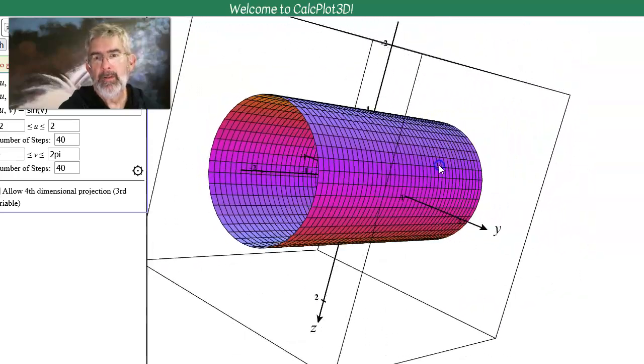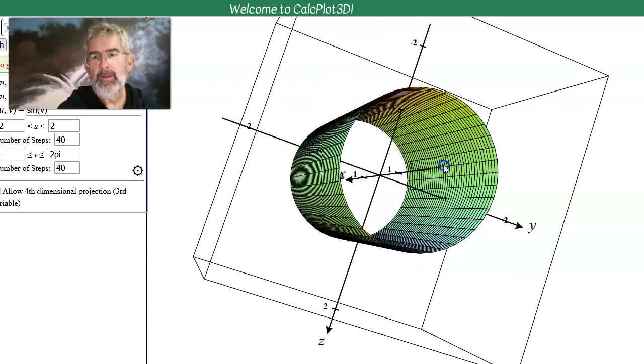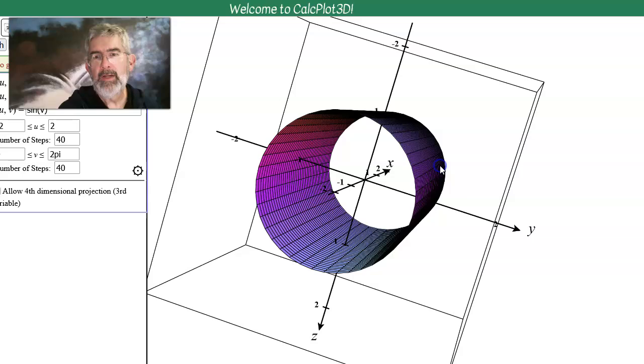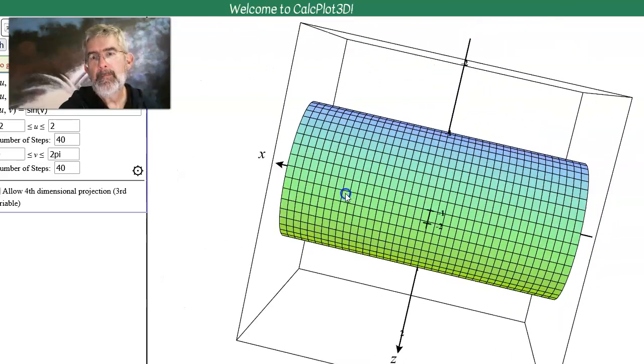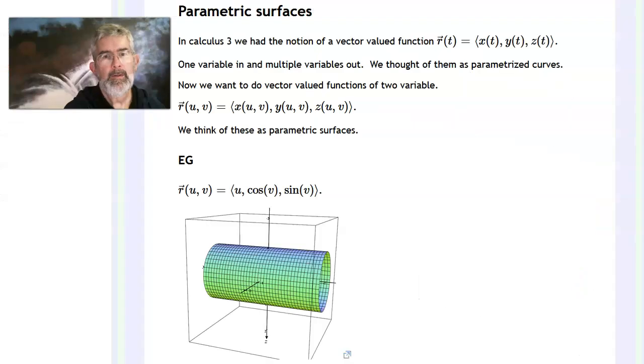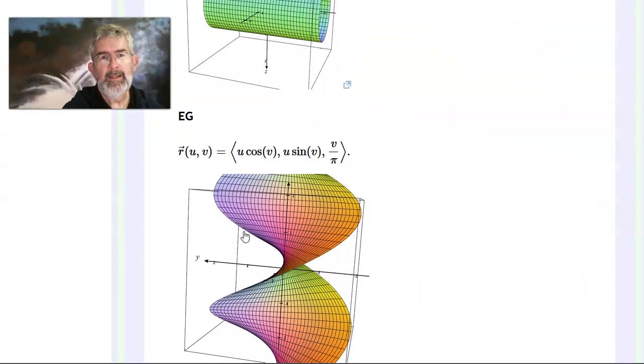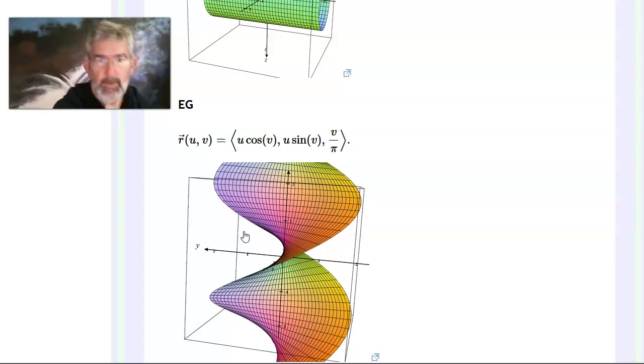So that is looking straight down the x-axis here. You can see in the YZ plane there are these circles. All right, so that's a cylinder. Let's look at another example here. Yes, this one.